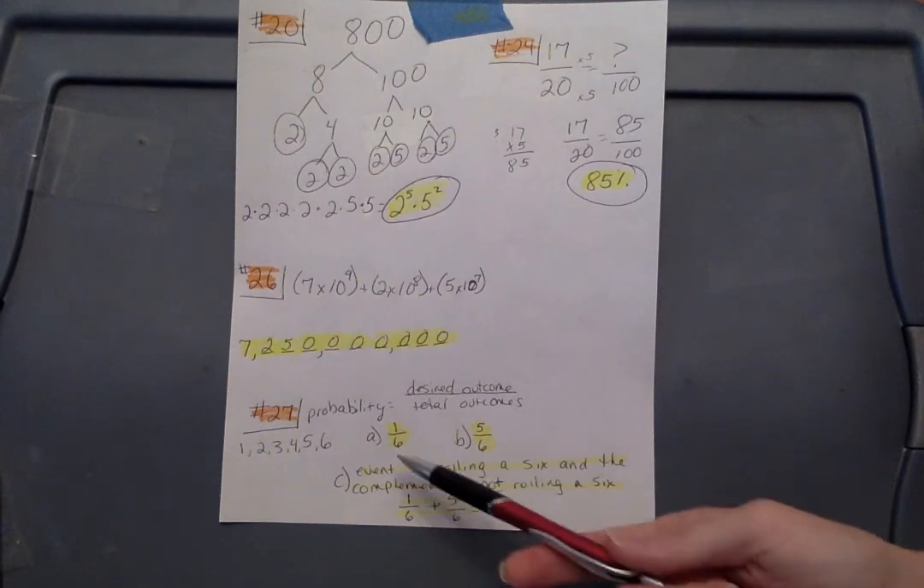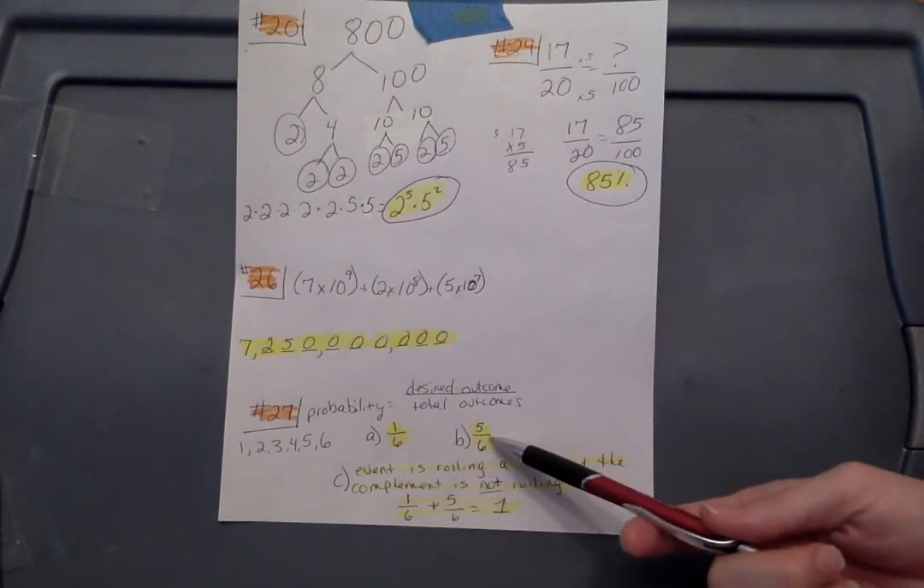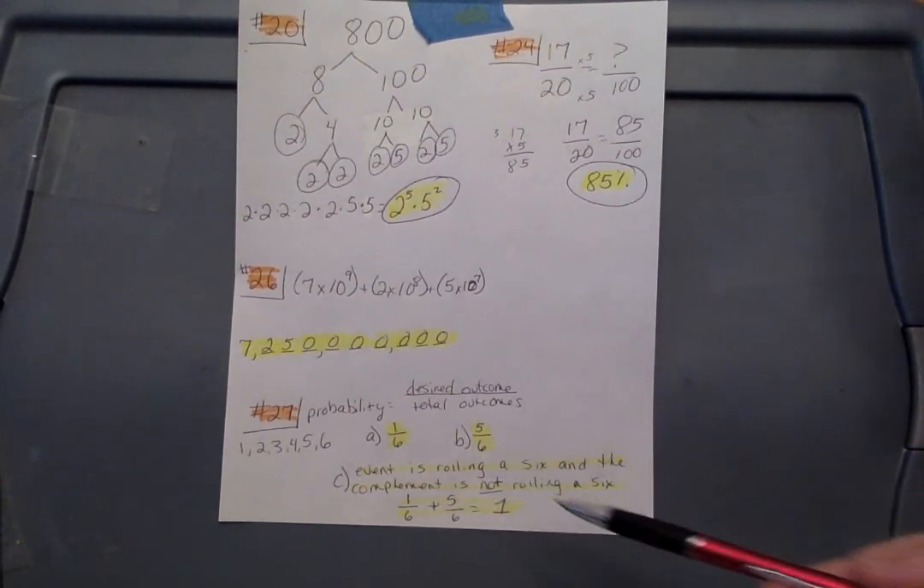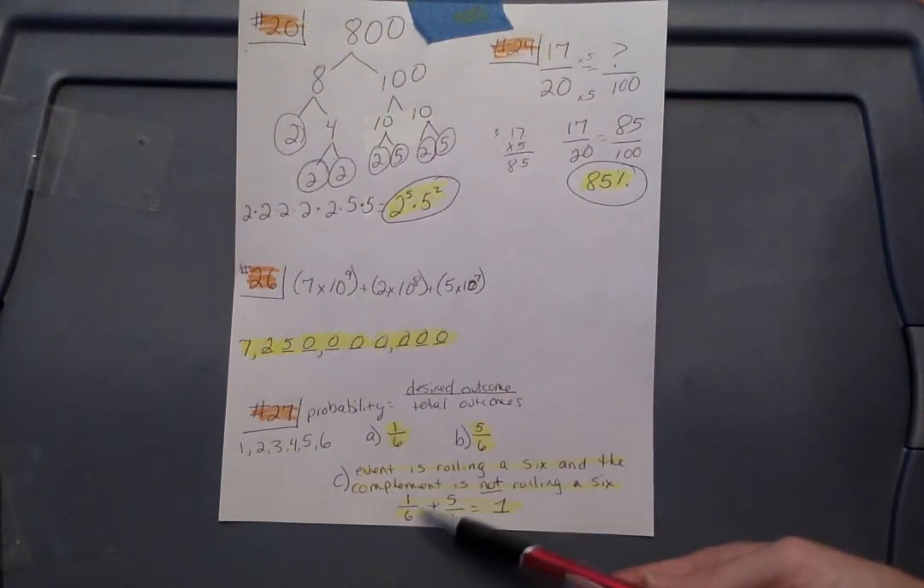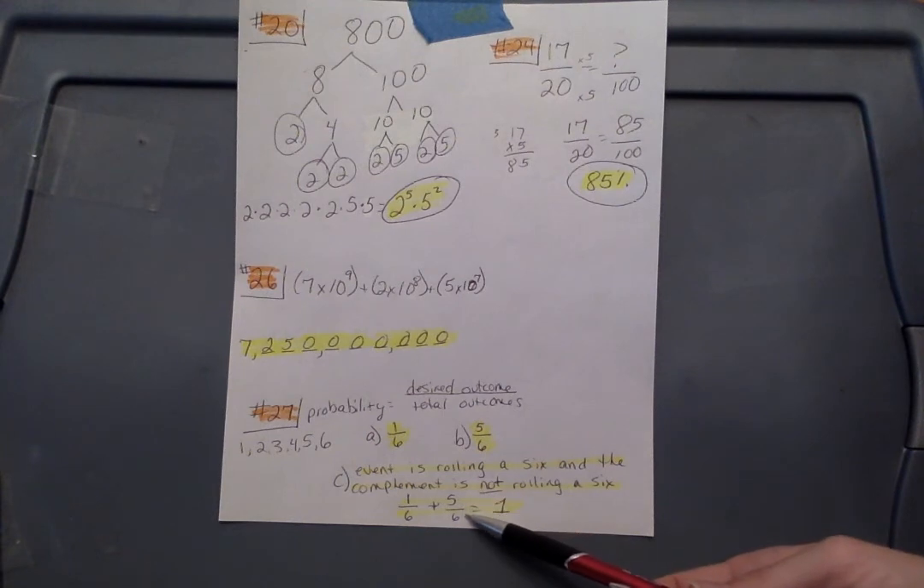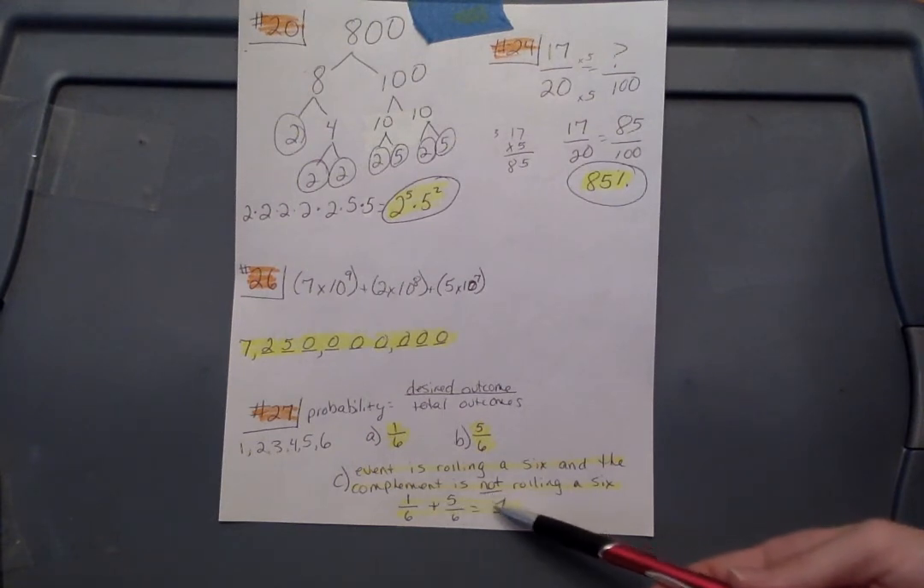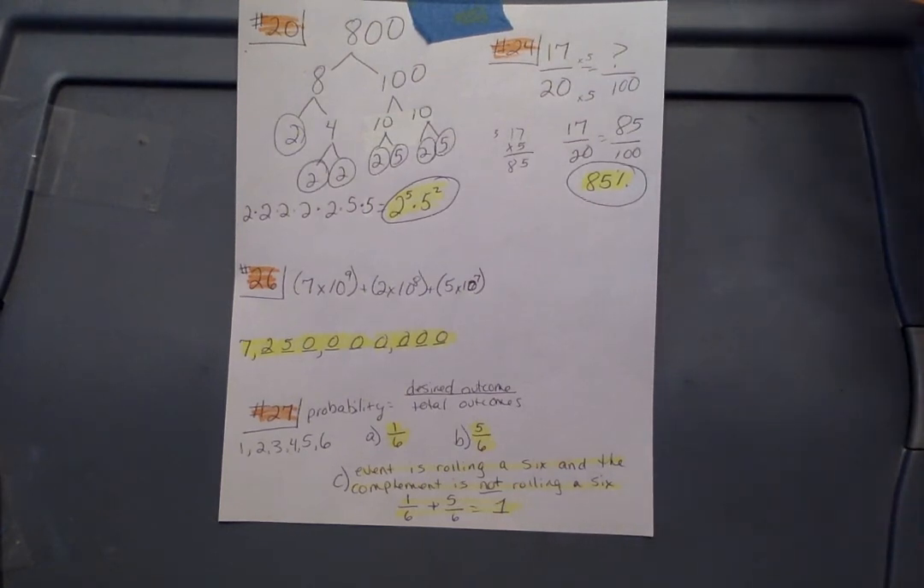Well, the probability of an event and its complement must add up to 1. So I added those probabilities. 1/6 is the event plus 5/6 is the probability of the complement. 1/6 and 5/6 makes 6/6, which is equal to 1.